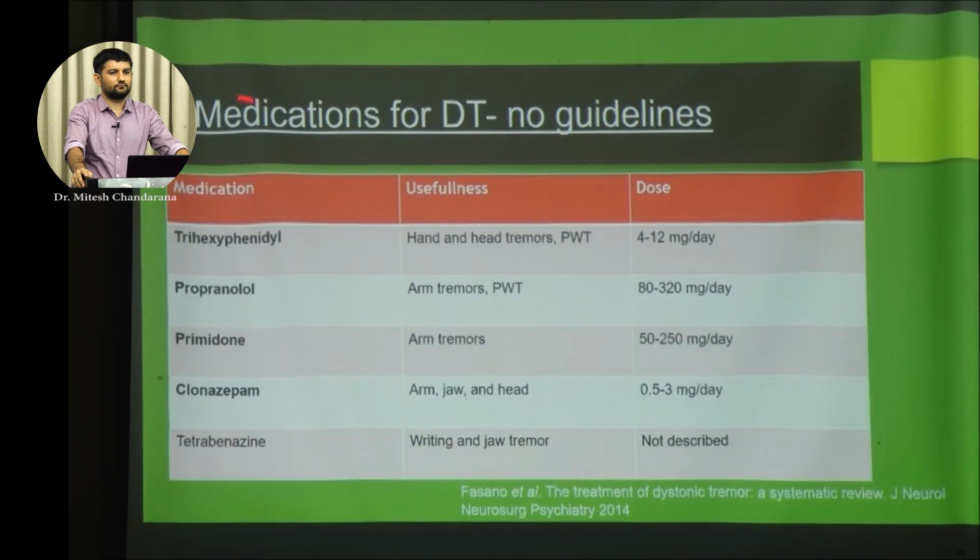If we see the medications, there are no guidelines, and there are only 4 or 5 medications, like trihexyphenidyl. We can try it in the dose of 4 to 12 milligram per day. It is useful in hand as well as head tremors and primary writing tremor. Propranolol also we can try in 80 to 320 milligram per day dose. Primidone we can also try. Clonazepam in the dose of 0.5 to 3 milligrams. So it is more in the line of dystonia treatment, except these two, propranolol and primidone.